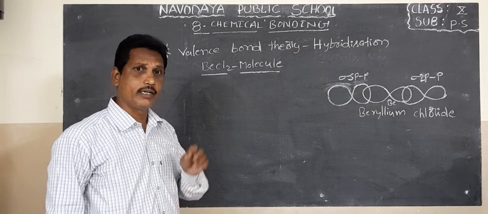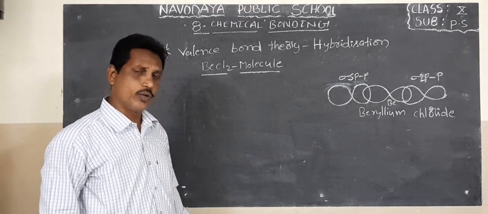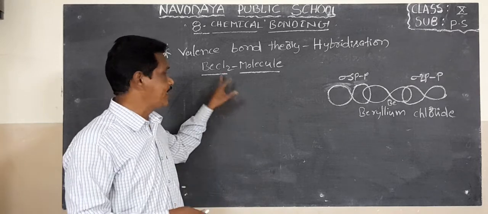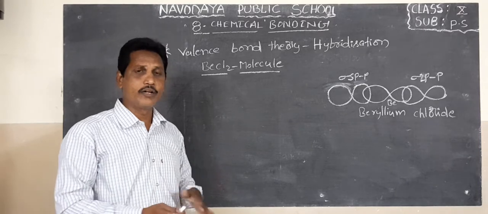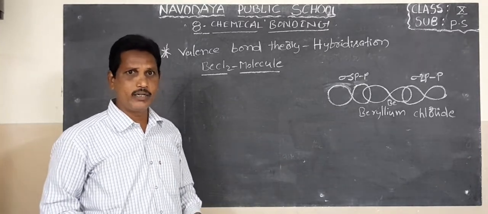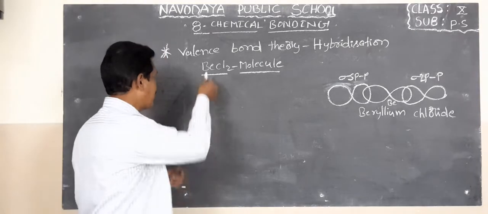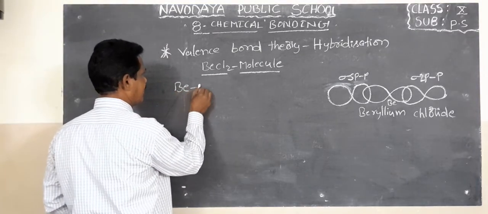Each chlorine atom shares as well. Beryllium donates 2 electrons, and both chlorine atoms also donate 1 electron each. These electrons are shared by beryllium and chlorine atoms. The atomic number of beryllium is 4.